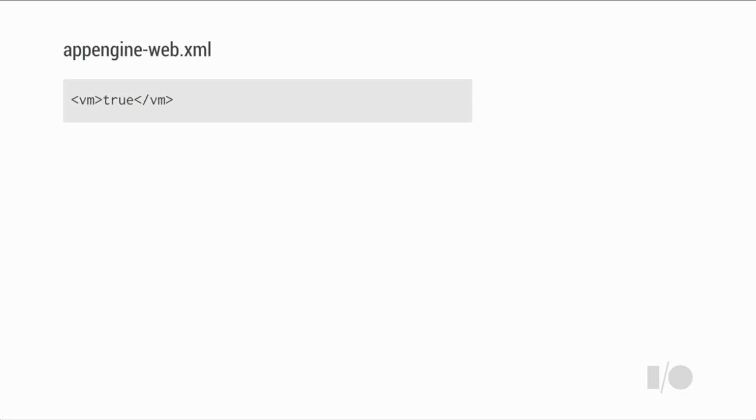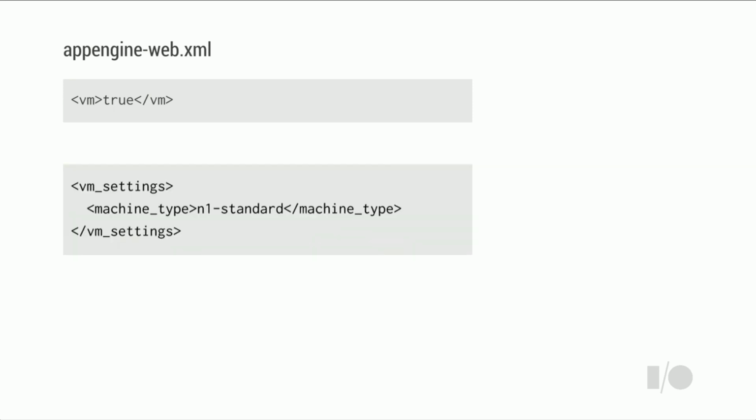And in the spirit of making developers highly efficient, we've made it super simple for you to get up and running and move from App Engine into Managed VMs. All you have to do is change your configuration file. So here we're looking at a Java configuration file. You set the VM property to true, easy enough. You specify which machine type you would want.